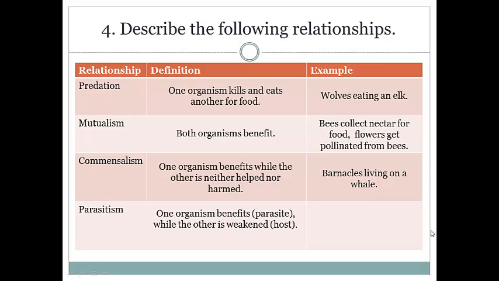Parasitism is where one organism benefits, and that's going to be the parasite, while the other is weakened, and that will be the host. So an example of that could be leeches or ticks attaching to a dog. Those parasites feed off the blood of the dog.